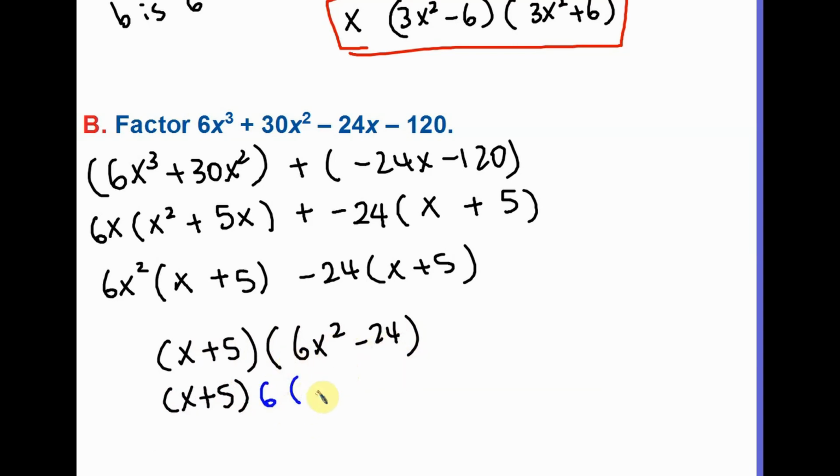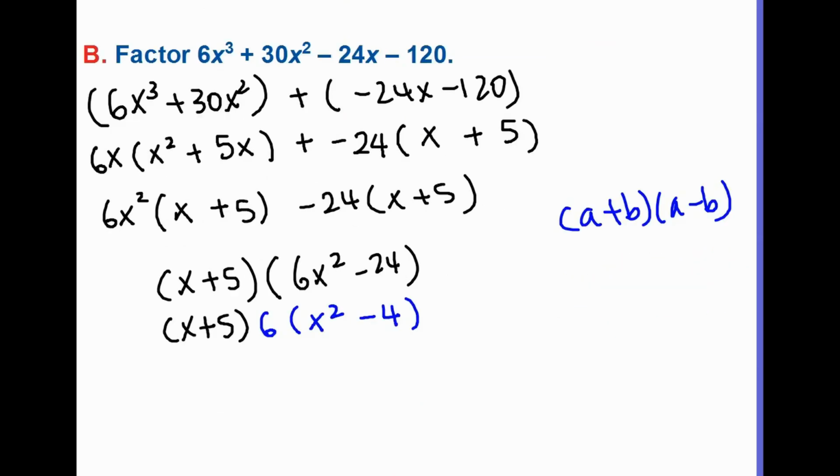Then I'm going to have 6 times x squared, which will give me 6x squared. And the 6 times negative 4 will give you negative 24. Don't you see this x squared minus 4 is a square of the two terms? So I'm going to use a plus b times a minus b eventually. So in here, what I get is x plus 5.